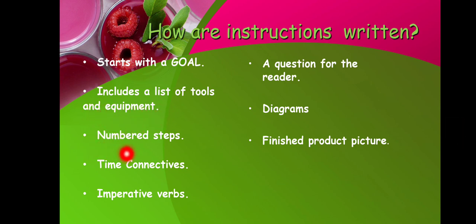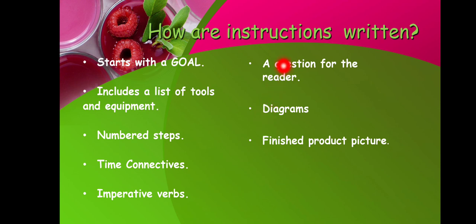Then numbered steps. The steps will be either numbered or written in bullet points. Then it will be using time connectives like that. First you have to do that, next you have to do this, like this. Imperative verbs are the verbs we use when we give commands or orders: cut, mix, put. These are all imperative verbs. A question for the reader. You can even ask a question for the reader.